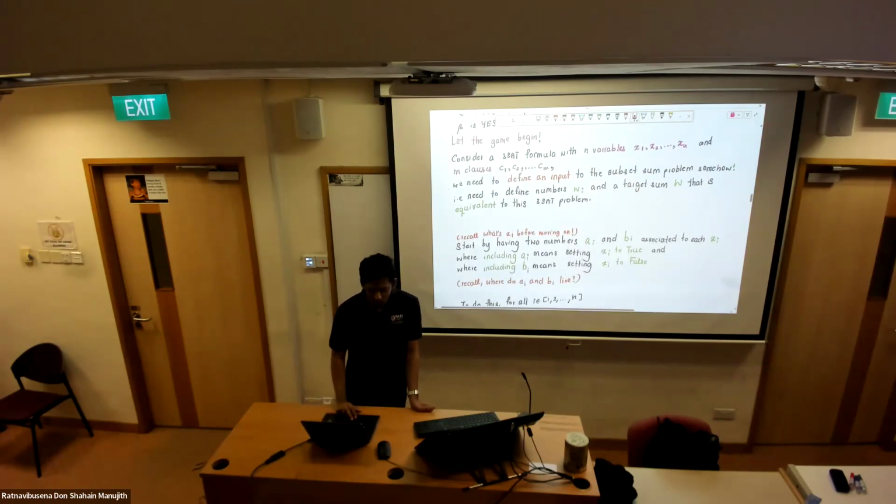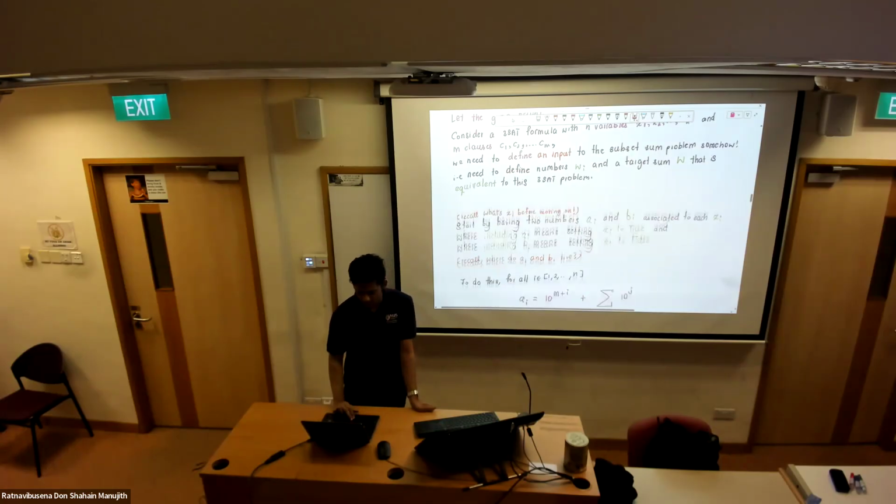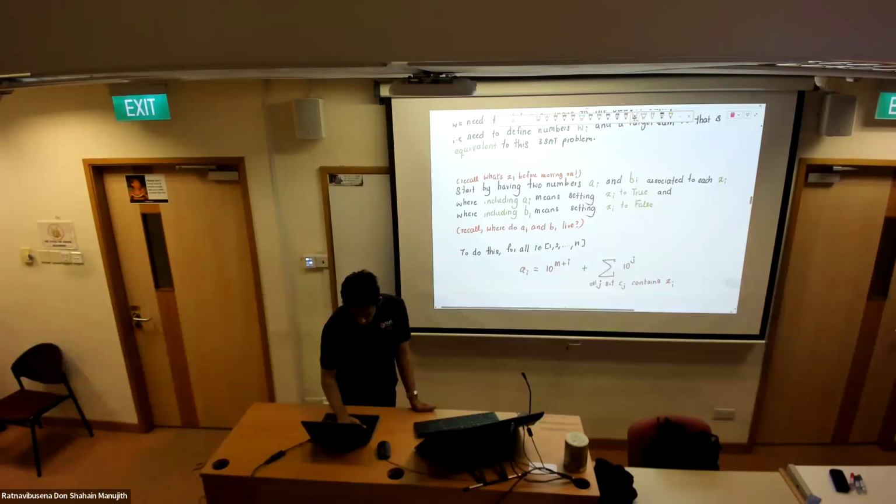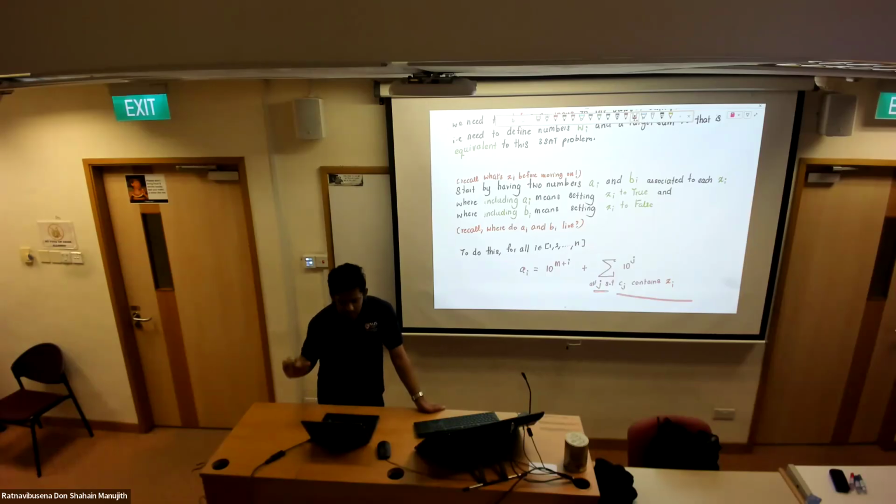Now we're going to define what ai and bi are. So what is the form of ai and bi? For all variables 1 through n, we'll define ai and bi. So ai equals 10 to the m plus i plus the summation of 10 to the j for all j such that Cj contains xi. What's m here? m is the number of clauses.